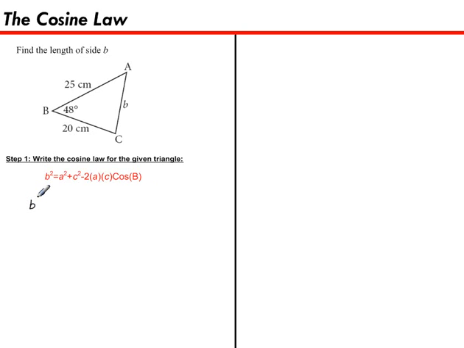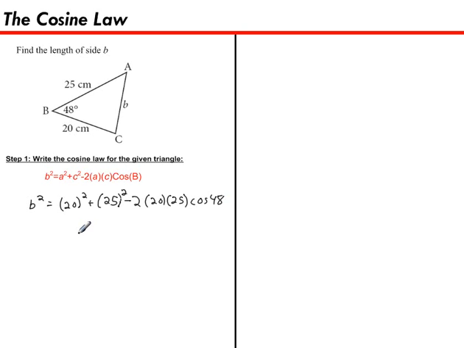We'll say b squared, the side we're solving for, is equal to a. This is angle A, so the side A is right here. It's 20 squared, plus the other side that we know, which is C, or 25 squared, minus 2 times 20, which is the A, times C, which is 25, times the cos of the angle that we know, which is cos 48. And there we go. We've set up the cosine law.